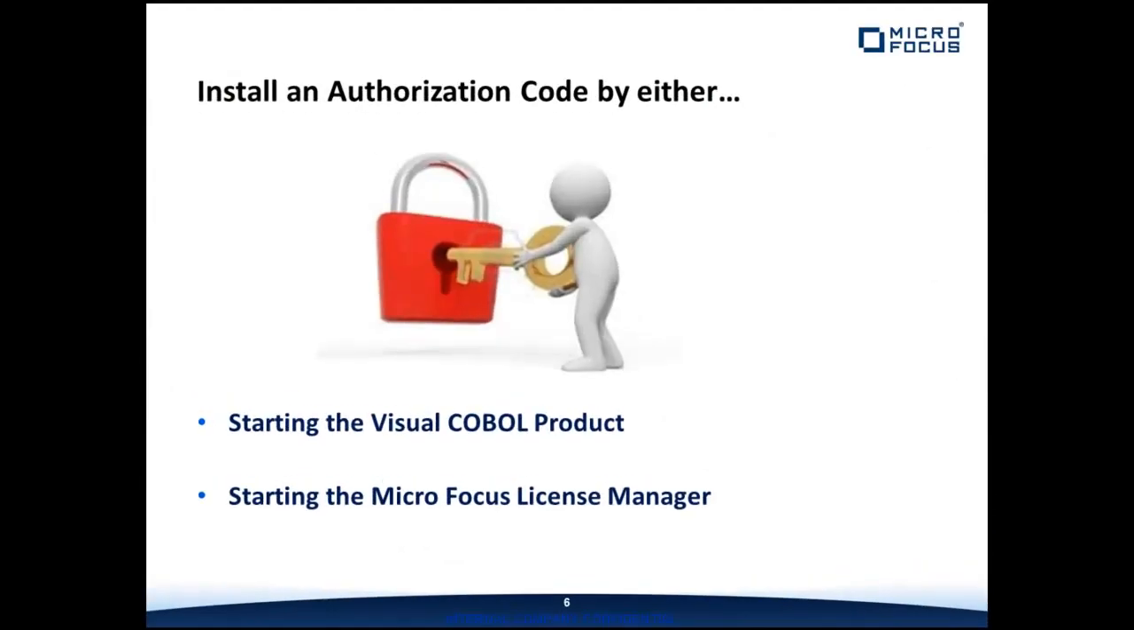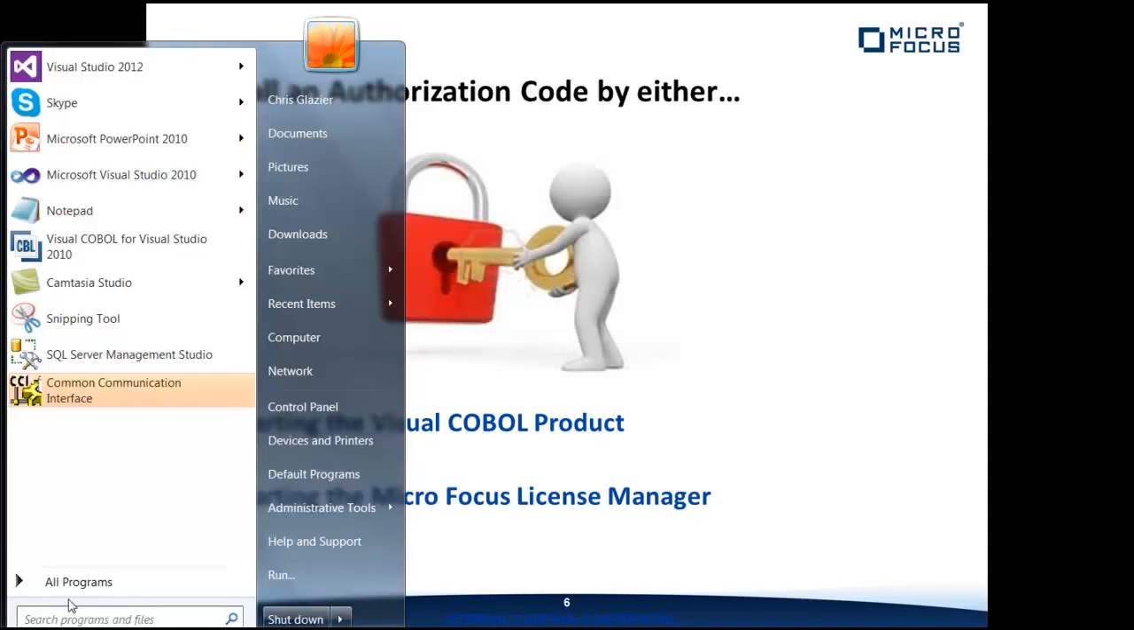Products can be licensed in two ways. For development products like Visual COBOL, you can start the Visual COBOL product and then authorize it directly within the IDE. You can also start the Micro Focus License Manager and authorize it through that interface. For COBOL Server products, you must use the License Manager method as there is no IDE available. There are also command line utilities available to install a license silently if you need to install the product as part of your own product installation program. Let's take a look at what this process looks like.